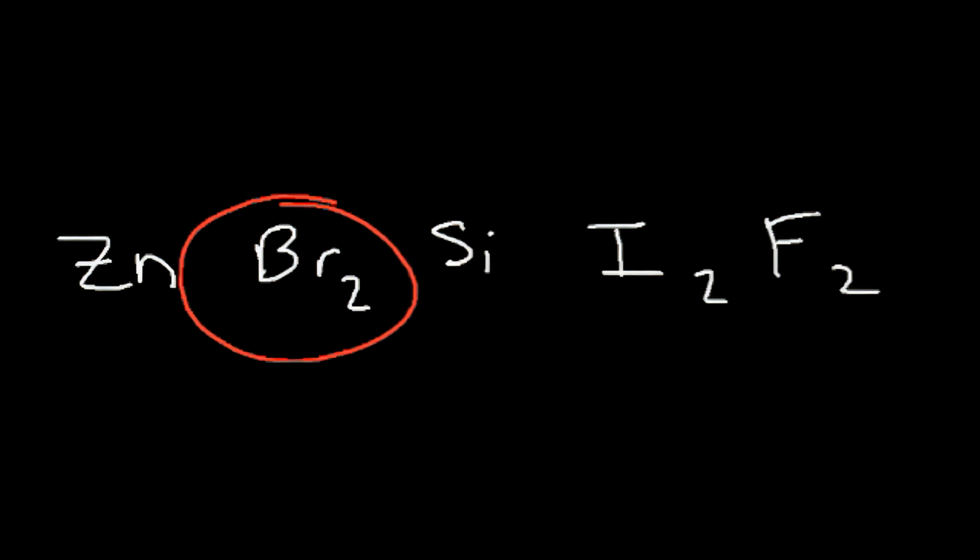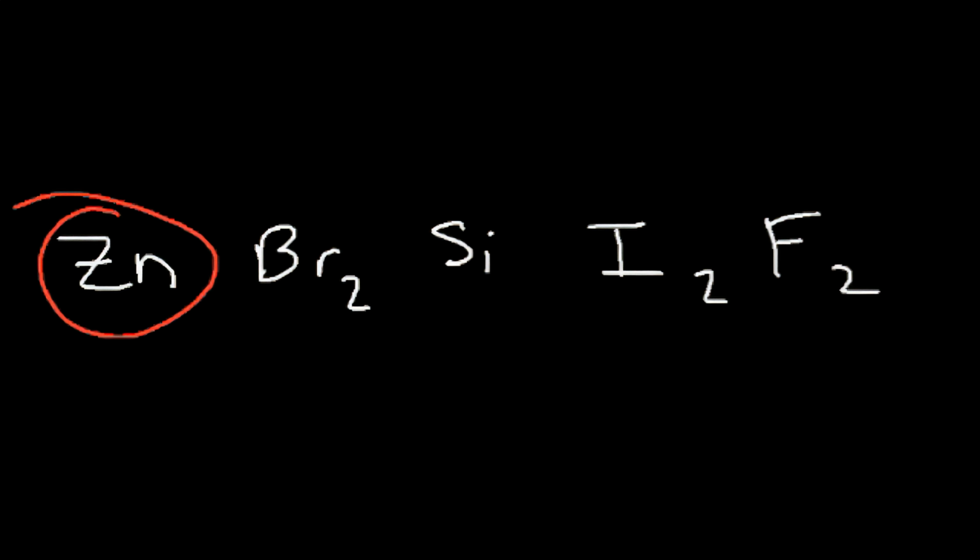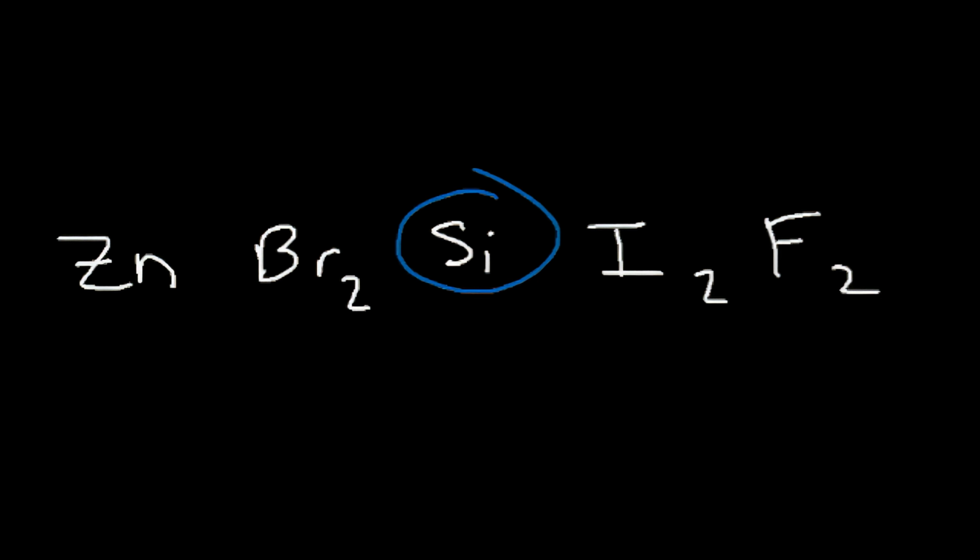Bromine is a red liquid. Now, which of the following elements has the greatest electrical conductivity? It turns out zinc has the greatest electrical conductivity because it's the only metal that's listed here. Now, which of the following elements is a metalloid? Silicon is a metalloid. It's used to make solar cells, which convert light energy into electricity.